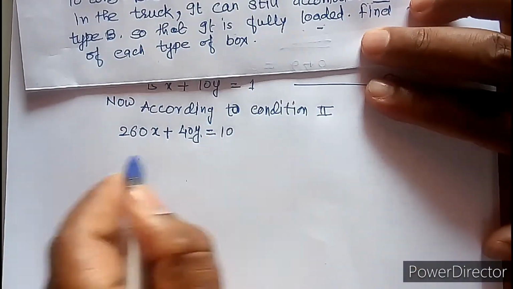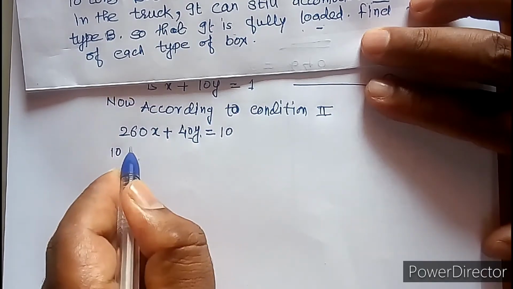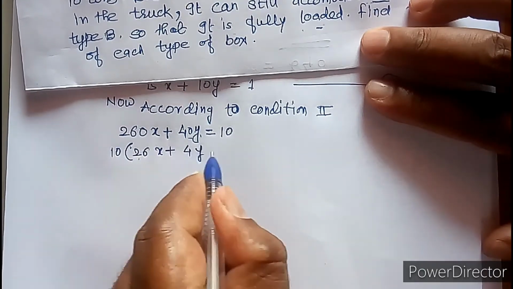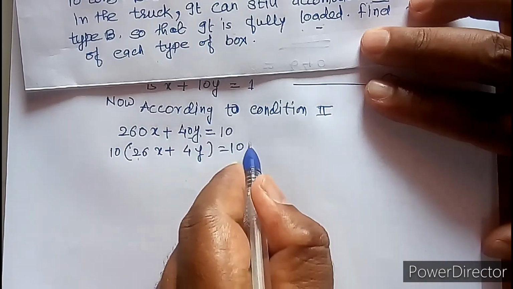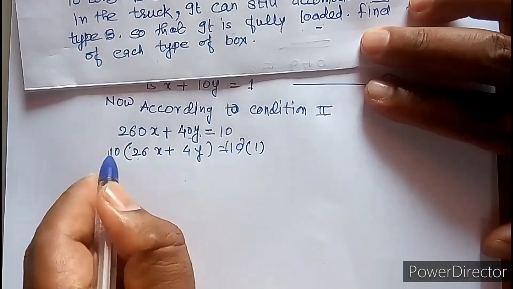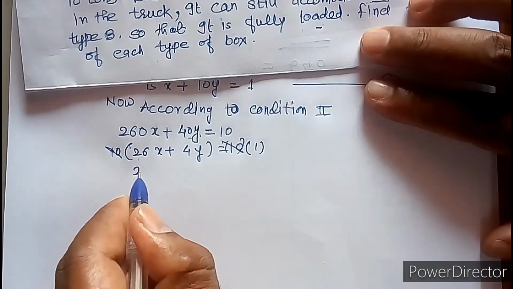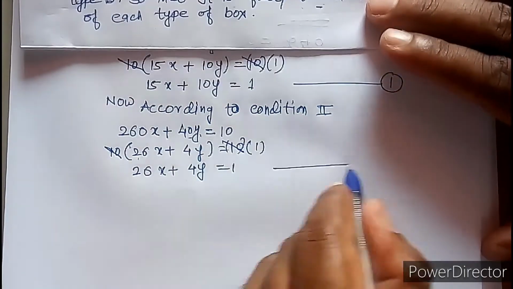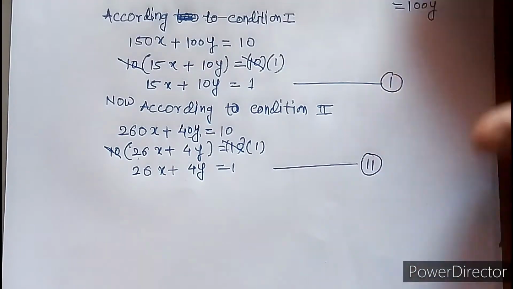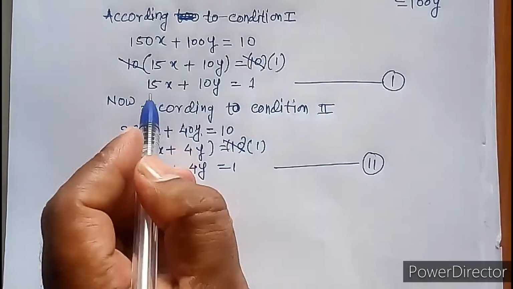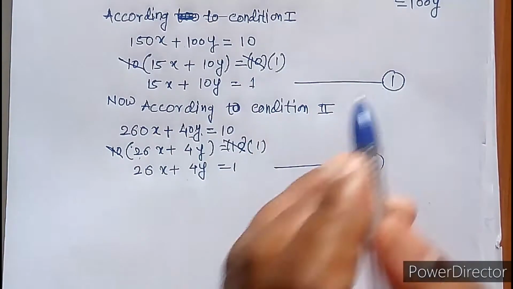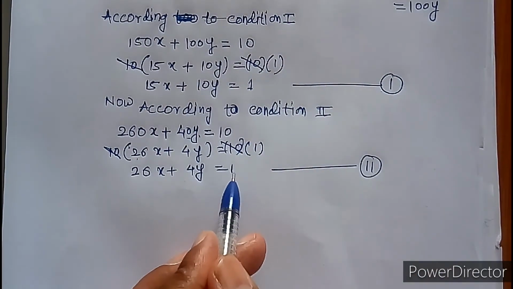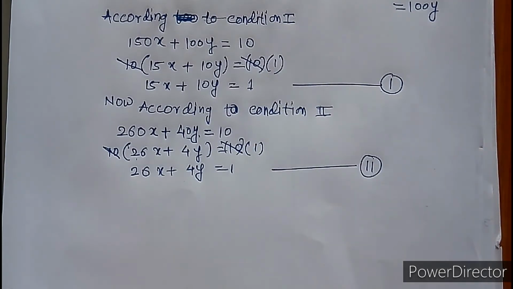Now here 10 is common, by taking 10 common it remains 26x plus 4y equals 10 into 1. Now here also 10 gets cancelled, we get the equation 26x plus 4y equals 1. This is equation number 2. Now we have two equations, equation number 1, that is 15x plus 10y equals 1, and equation number 2, that is 26x plus 4y equals 1. Now we have to solve these two equations.